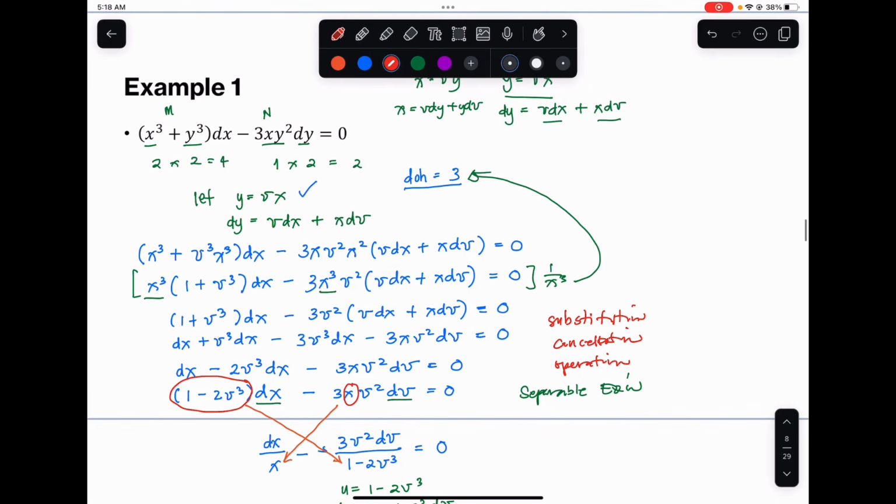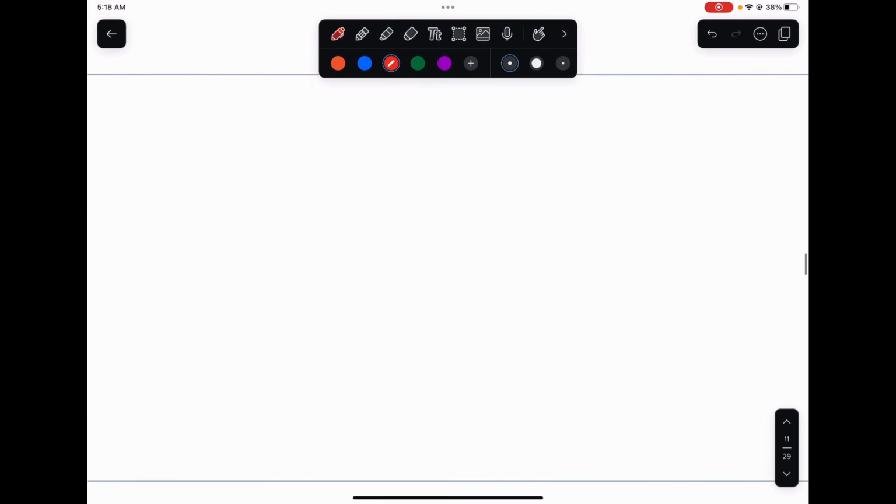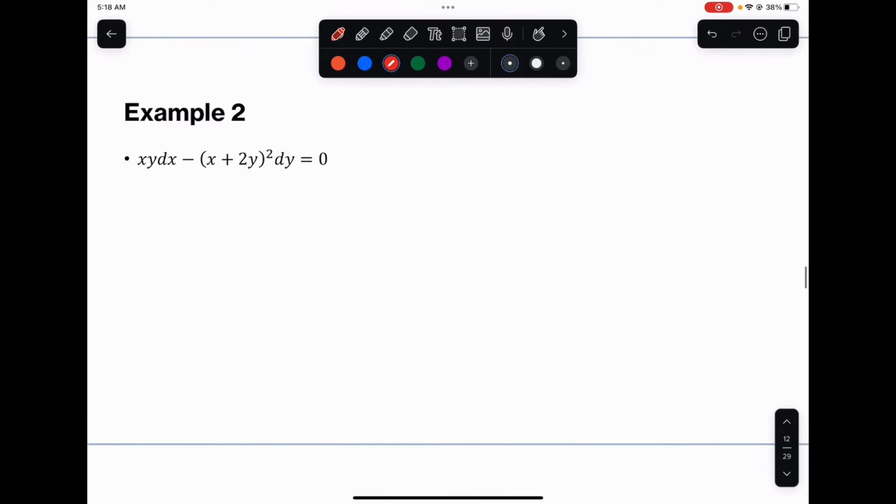So the homogeneous equation is a bit longer. But the next topic is longer than these. It's even longer than these. Anyway, let's have example number 2.